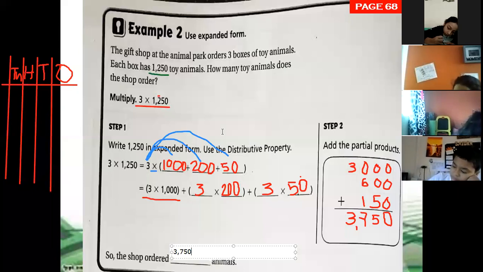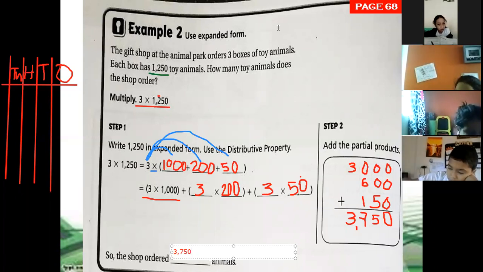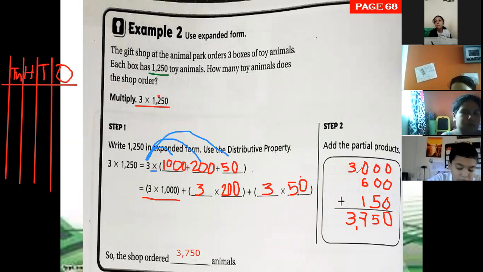But in 3,000 you didn't put the comma. In the one that is up. That one that is up, in the top. Yeah, this one.